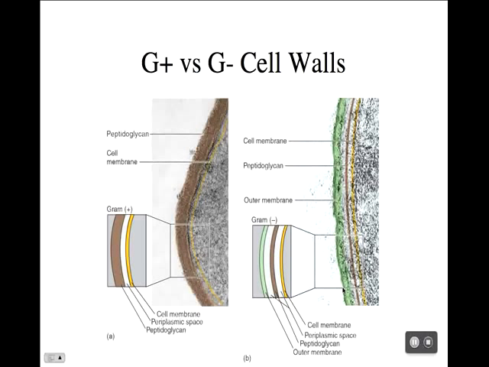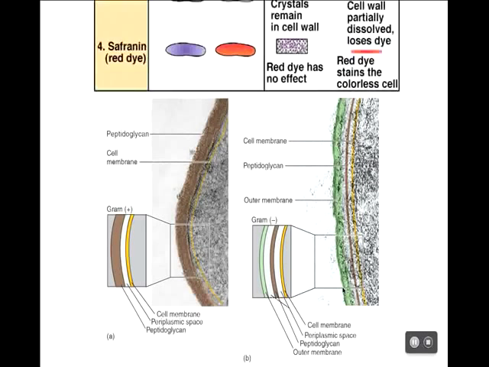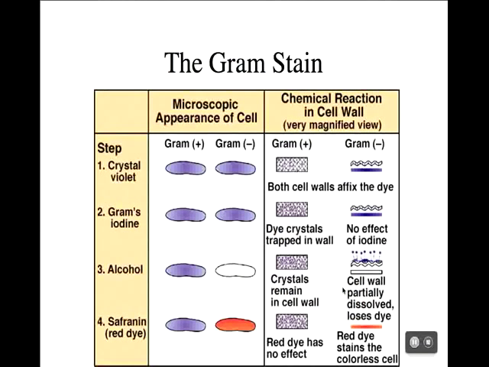Now, from a bacteriologist's perspective, it becomes really important to be able to determine if your bacteria has a gram-positive cell wall structure or a gram-negative cell wall structure. In fact, how we identify bacteria, that's generally the very first thing we look at, whether it has a gram-positive or gram-negative cell wall structure. And that brings us to the Gram stain.